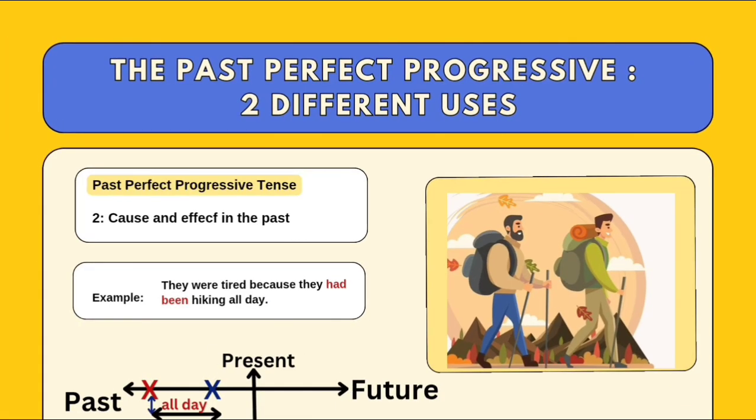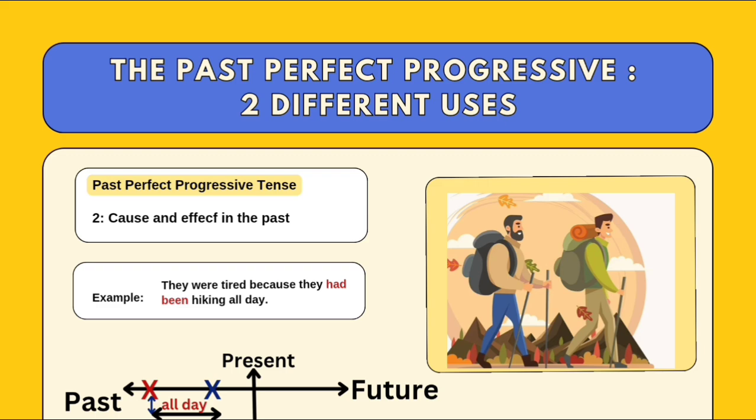Cause and effect in the past. So this is very similar. Here's an example. They were tired because they had been hiking all day. So they had been hiking, so for a whole day, the duration is there. Sometimes it's not there. You could say they had been hiking. And then the second event is not really an action. It's an effect. They were tired.